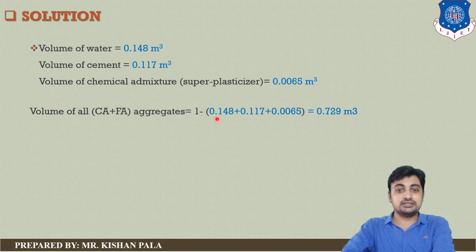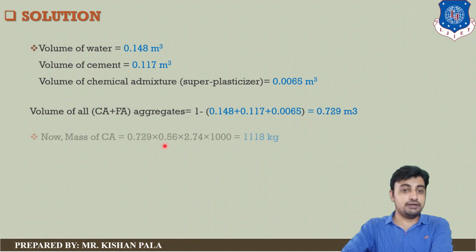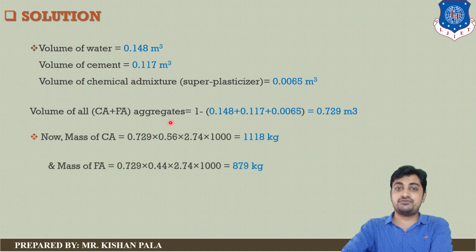So 1 minus (0.148 plus 0.117 plus 0.0065), it means the volume of aggregate will be 0.729 meter cube. And based on the previous data, we are taking 56% of the total volume for coarse aggregate and 44% of the total volume for the fine aggregate.